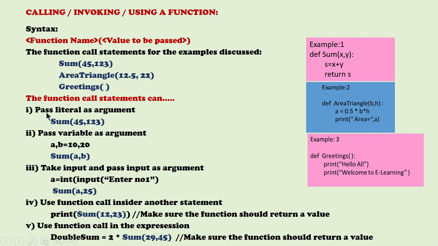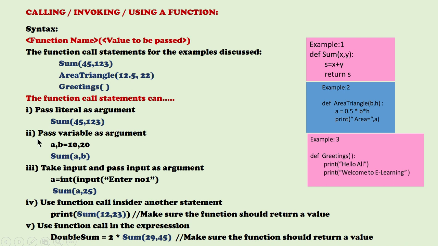The first one is you can pass a literal as an argument. What do you mean by literal? It is nothing but a constant. For the values for which you want to do the particular task, you can pass the values directly. You can pass the literal.